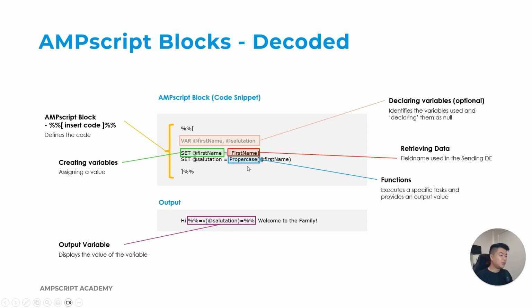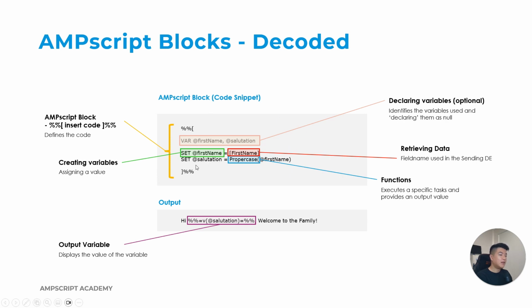What you see highlighted in blue is an example of a function being applied. And what you see in yellow is everything wrapped in this code snippet block, in this AMPscript block. Again, the syntax is %% square brackets, %%. So this is an example of an AMPscript block.